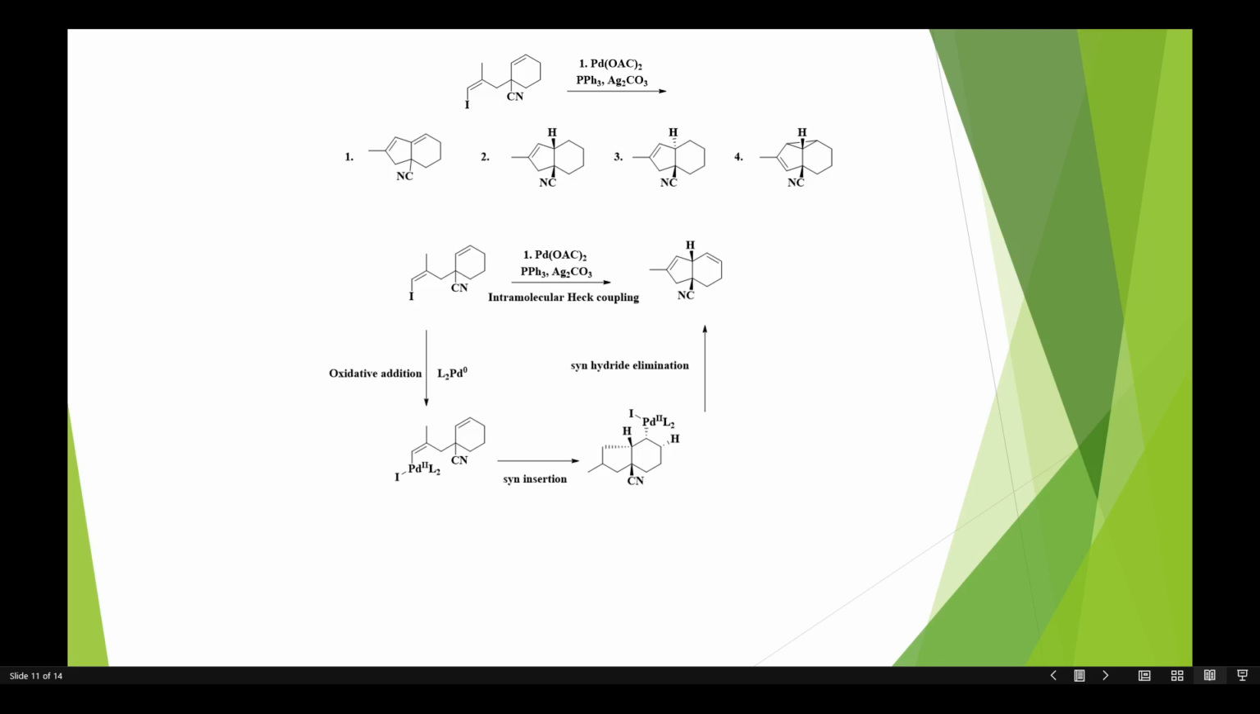Okay, the most important thing in Heck coupling is that the syn insertion will happen. After oxidative addition, the mechanism is most important in Heck coupling. After the oxidative addition of palladium with our aryl halide, it reacts with the alkene, the coupling partner. First it will undergo a syn insertion reaction, and after that it will undergo a syn hydride elimination reaction, and you will get your corresponding alkene product. That syn hydride elimination and syn insertion are the most important parts of your whole Heck coupling reaction.